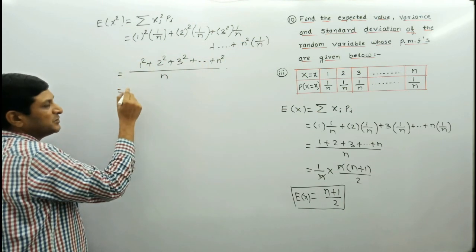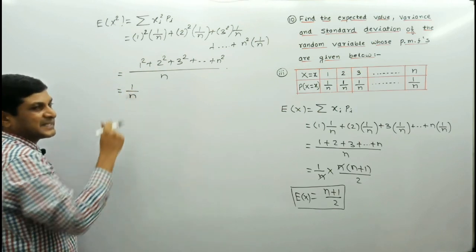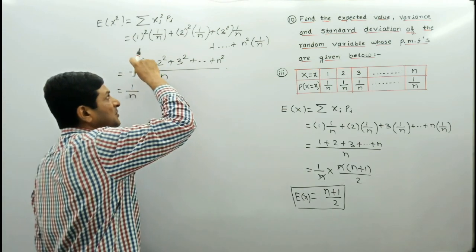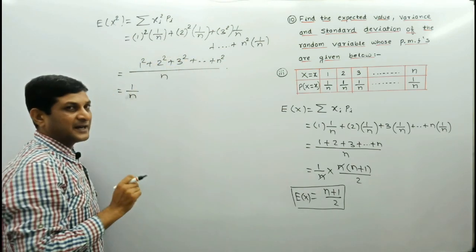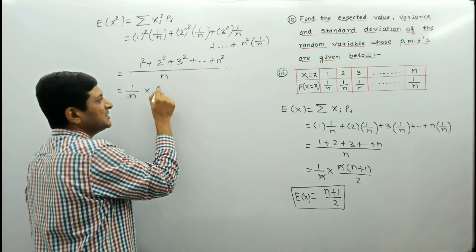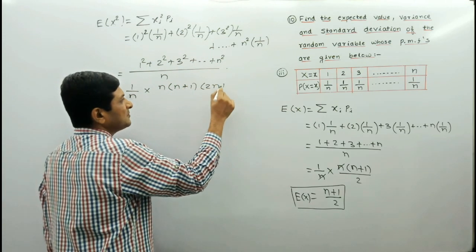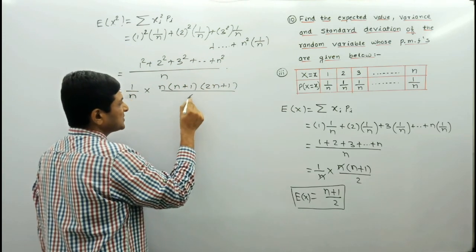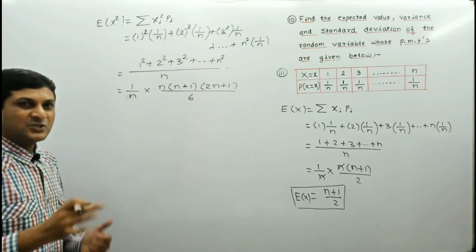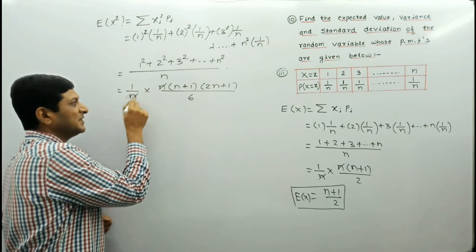This 1 by n, we are taking on one side. If you observe the numerator very carefully, is it the sum of squares of natural numbers? And we know that the sum of squares of natural numbers is given by n into n plus 1 into 2n plus 1 divided by 6. This is the formula for the sum of squares of natural numbers, which we already studied in class 11th. So here n and n will get cancelled.